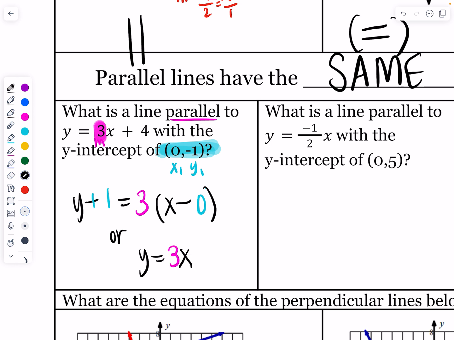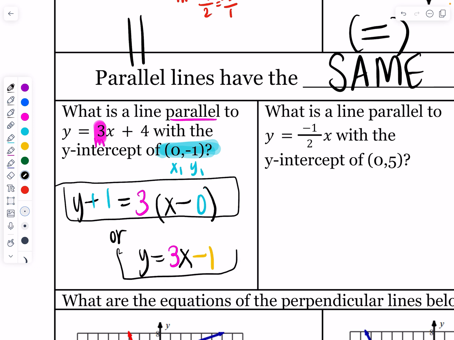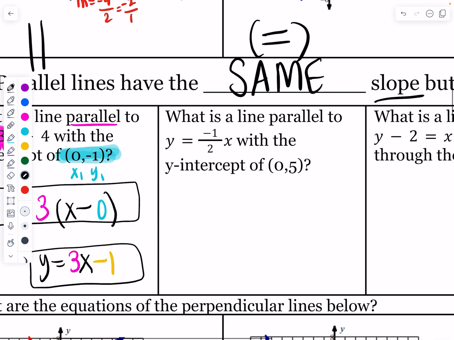What's your y-intercept? That'd be minus 1. So those are the same, it's the equation of the same line, just written in different forms. Their slope-intercept form is the second one, point-slope form is the first one.